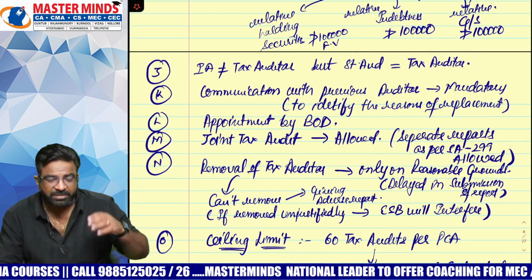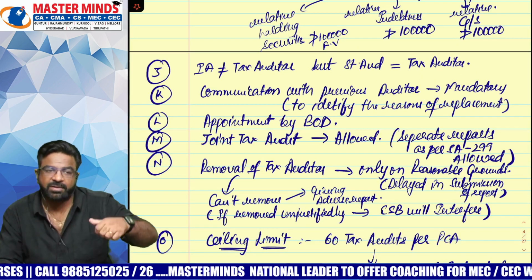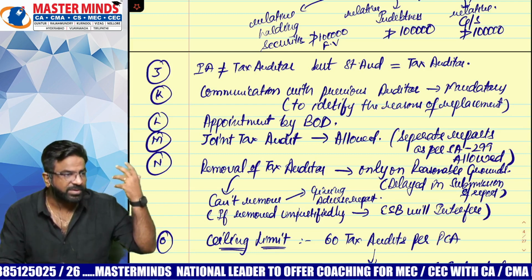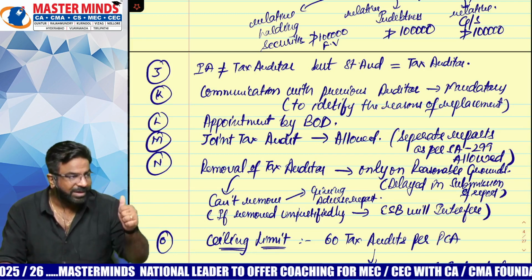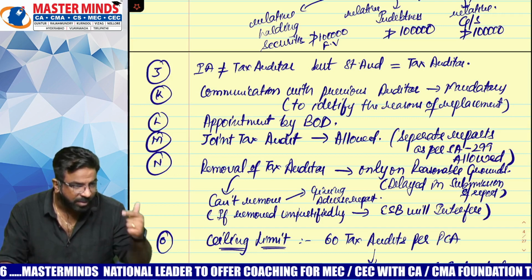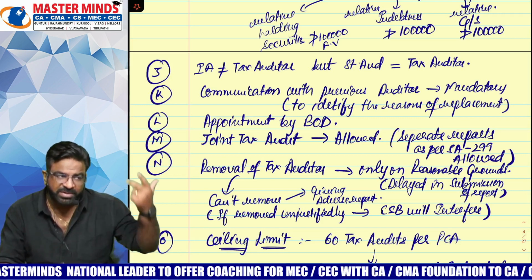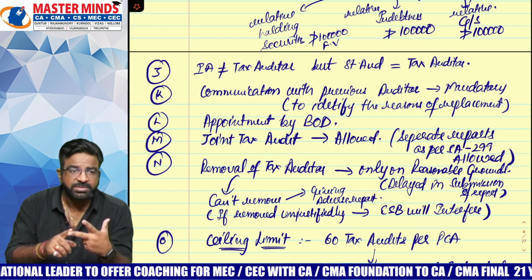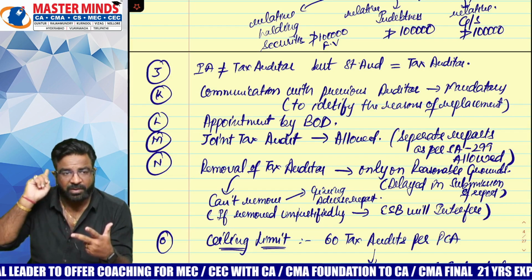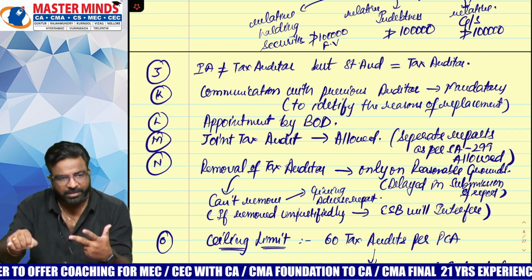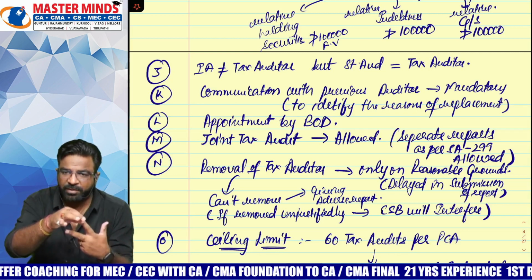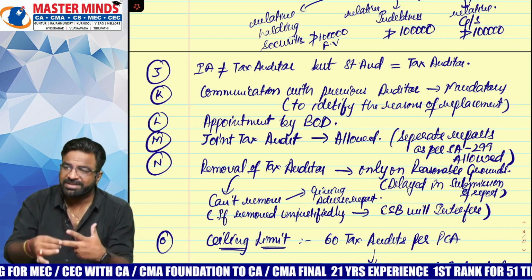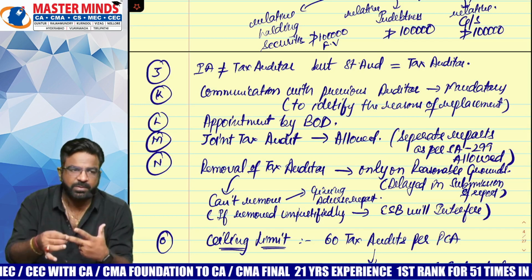Do you remember the 3 points I told you? What are the 3 areas where the communication with the previous auditor is mandatory? Audit related work, report related work, and the previous person was a chartered accountant. If you remember 3 words: previous person was doing audit, replaced by you, mandatory. Previous person was hired for report, replaced by you, mandatory. Previous person was a chartered accountant, replaced by you, mandatory.